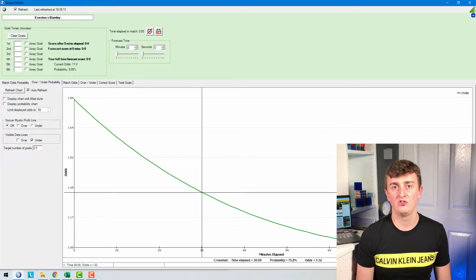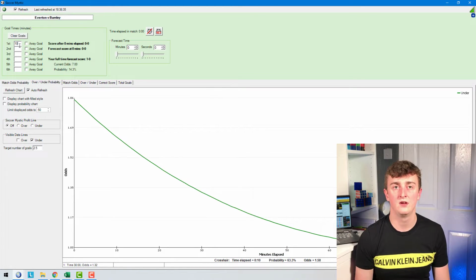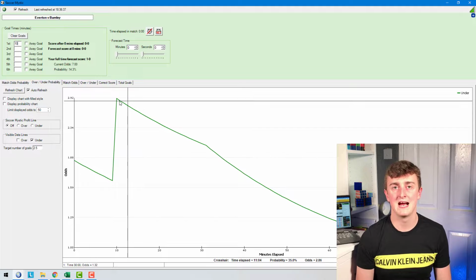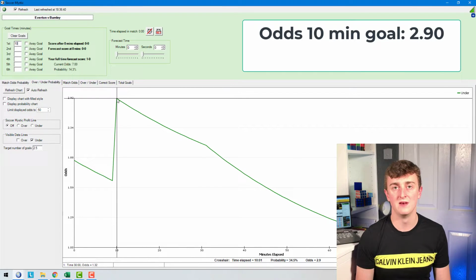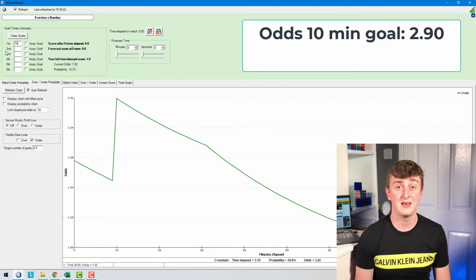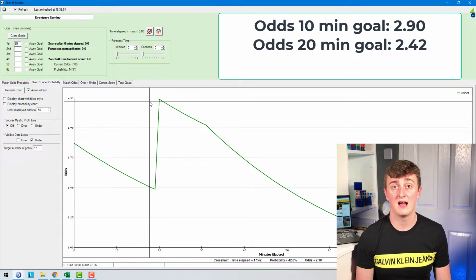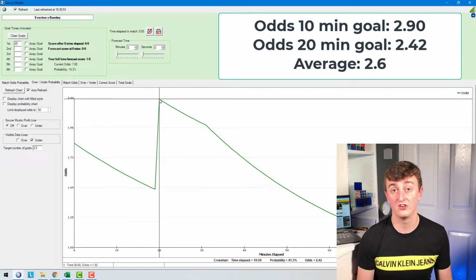So BetAngel here is showing the current starting price, which is about 1.86, and if there are no goals in this game after 30 minutes, the price on the under 2.5 goal market would be about 1.32. I then played around by putting a few goal times in Soccer Mystic to show me a price estimate of what might happen if a goal is scored in the opening 30 minutes. So I put a goal in at the 10-minute mark and the 20-minute mark, and averaged out the price between the two, which you can see on screen.